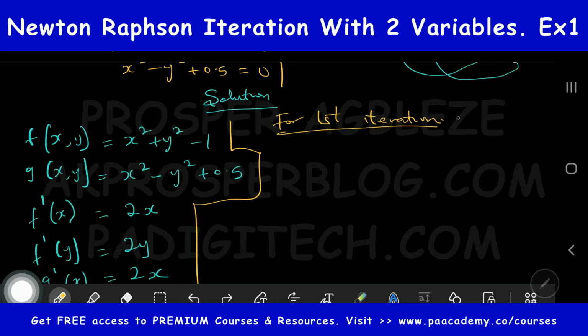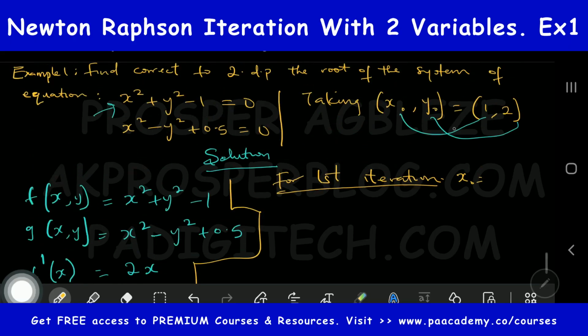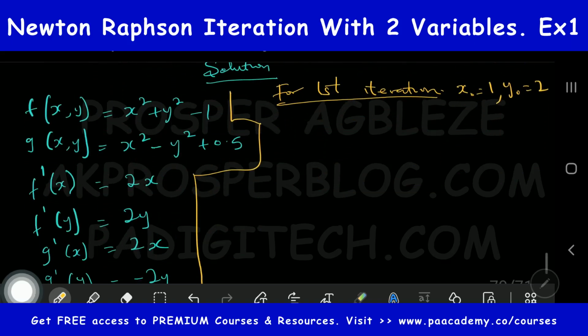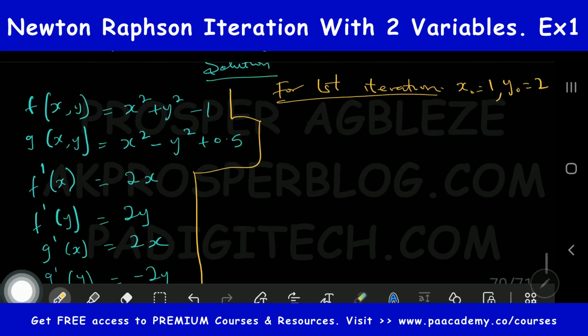Okay, so we already said that our x naught is equal to 1 and our y naught is equal to 2. What this means is that for the first iteration we are going to substitute the values x equals 1 and y equals 2 into all of this right here. I want to do it side by side so that you can get it.